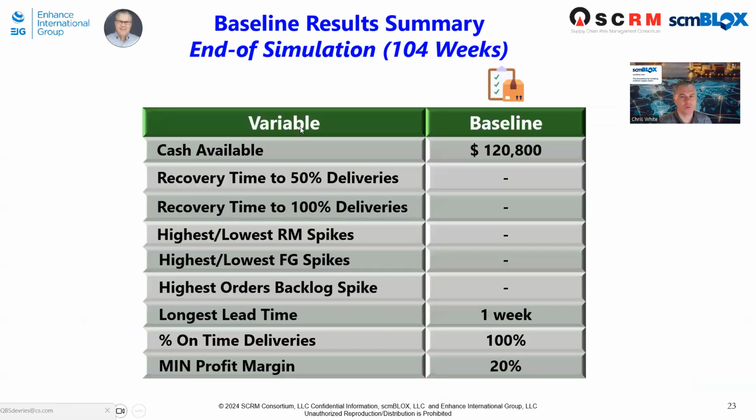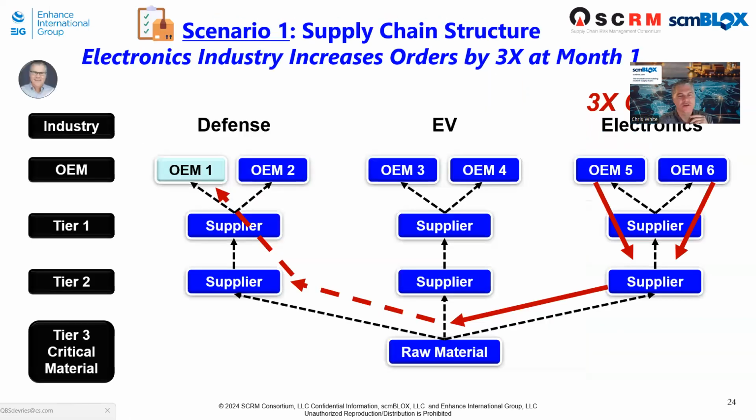If we look at, we always build this table. And if we look at the results, same thing you've seen before. We pretend like you start with $100,000 in cash and you're going to make money over time. And so we get up to 120,000. So that's our cumulative cash available at the end. And we look at recovery times and everything. And of course, in the steady state, there is none of that. The longest lead time is 1 week. All our orders are on time, and our minimum profit margin is 20%. So again, we're just steady state, and that's where we are. So let's take a look at scenario 1, where we're going to have 3 times the orders from the electronics industry.